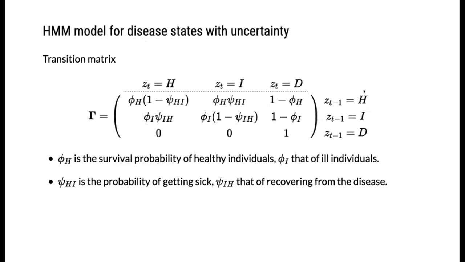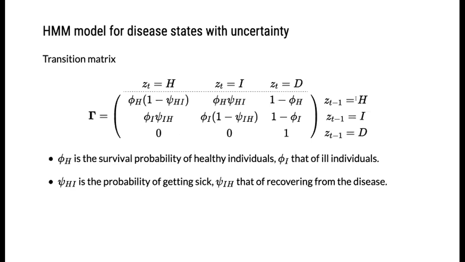Okay, so for example, if you are sick at t minus one, the probability that you recover from the disease is the probability of surviving over this interval as a sick individual, and to do the transition from ill to healthy. So it's not the probability of recovering, it's the probability of being healthy at the end of the time interval, given that you were sick at the beginning of the time interval, and it's the probability of surviving and recovering from the disease, okay? Sorry for the confusion.